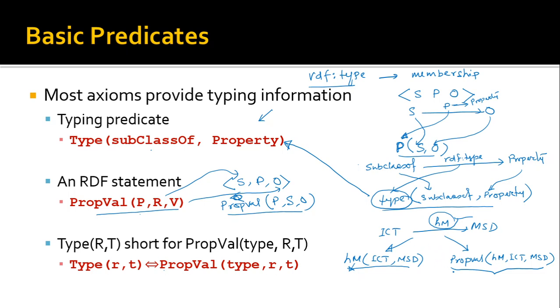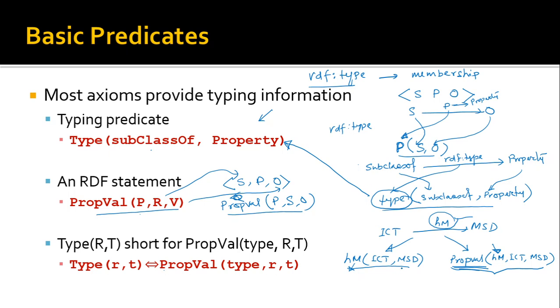Instead, if you take this kind of approach, you can see that this property name is becoming an argument to a very generic predicate, which is prop val. Now you have only one predicate type like prop val, and with that you can represent any statement concerning any property, any subject and any object. So when we talk about very generic or user defined properties or triples, we'll be using prop val.